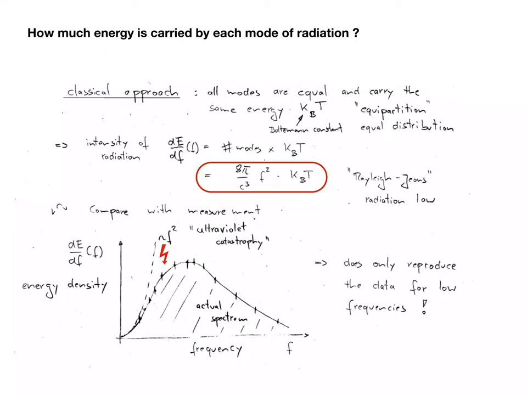The theoretical prediction, dashed, increases and goes to infinity. This reproduces the measured data only for the very low frequencies. Because of the discrepancy at higher frequencies, this was referred to at the time as the ultraviolet catastrophe. Theory and experimental measurement did not agree for high frequencies. It was not possible to explain the observations with the classical physics approach.